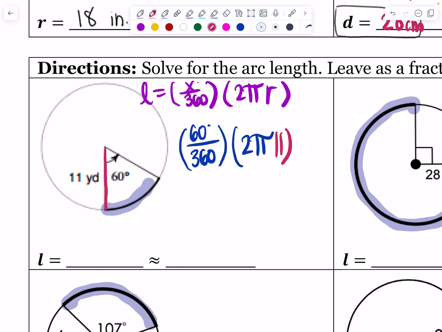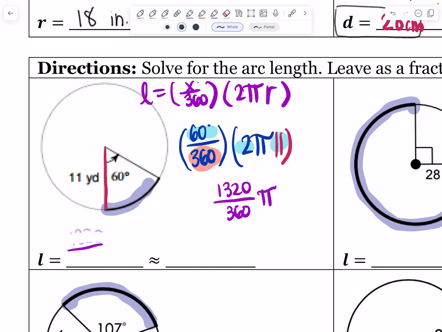Okay. When you want to leave this as a fraction, sometimes it's going to give you the whole number. We're going to multiply across the numerator first, and then we're going to multiply across the denominator, so that's going to be 360 over 1. So you're going to type in 60 times 2 times 11. That's going to give me 1320 over 360. Let me write that out. 1320 over 360 pi is the exact answer.